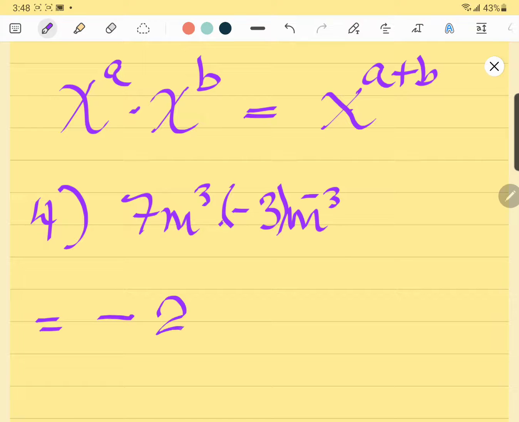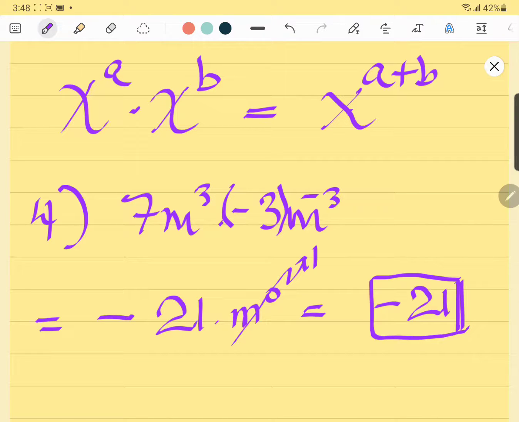Good. Now, we do letters, right? Are they the same base? They both base m, right? Good. So we add the powers. What is 3 minus 3? 0. And then m to 0 is 1. Right? So we know this thing will go to 1. And negative 21 times 1 is negative 21. Okay, guys? Box it. Confident. And go to the next one. That's number 4.